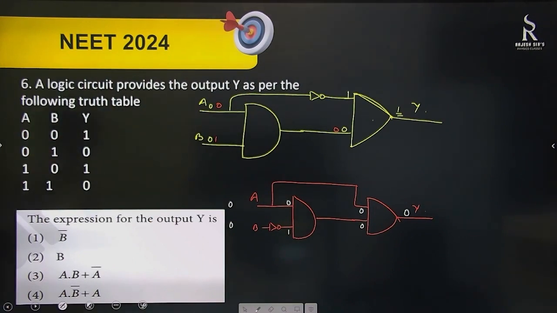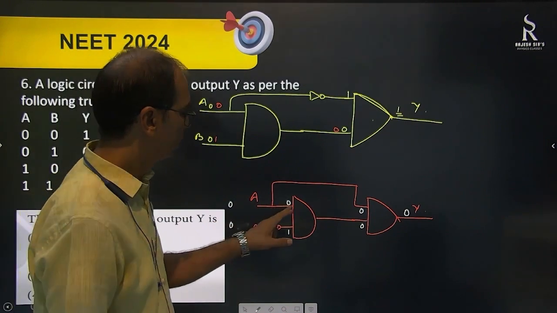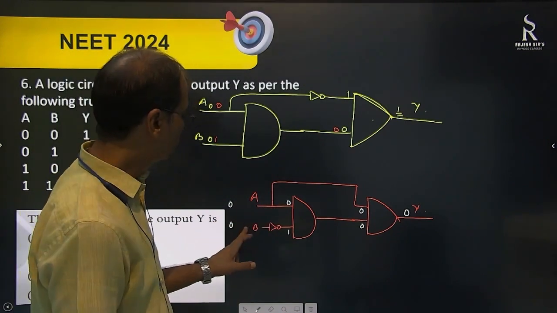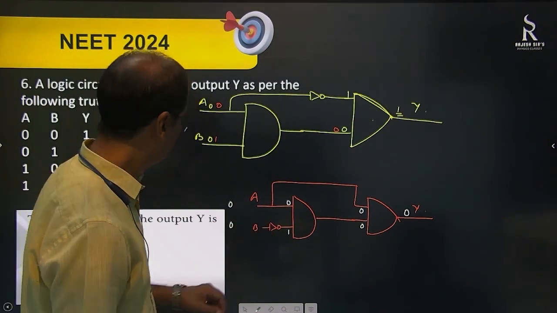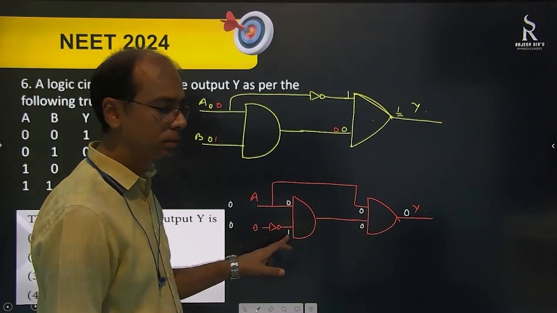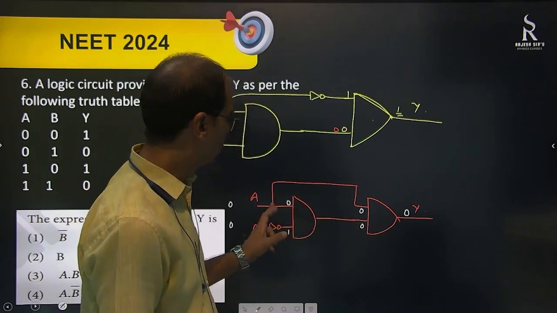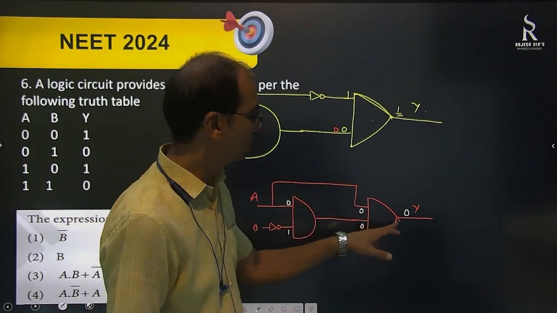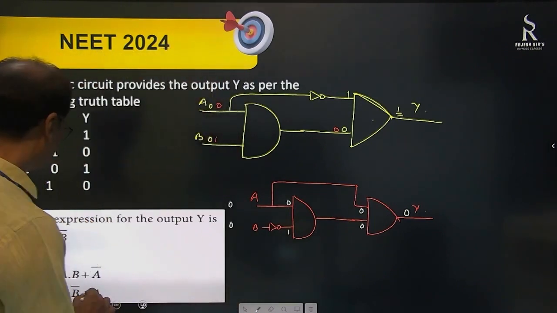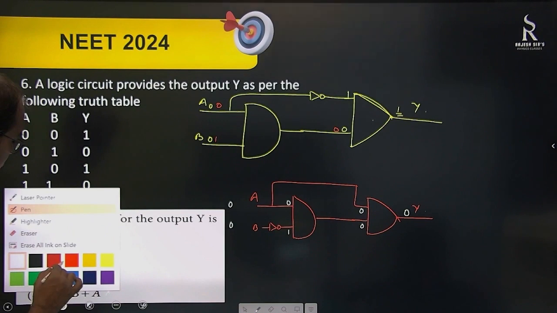0, 0, 0. But here says 0, 0, 1. Again check. This is 0. This is also 0 only. But there is a negation here because he says B naught. So here comes 1. 0, 1. So this is AND gate. So here goes 0. From also here also 0. 0, 0, 0. So this fourth option is not possible. This fourth is not there.